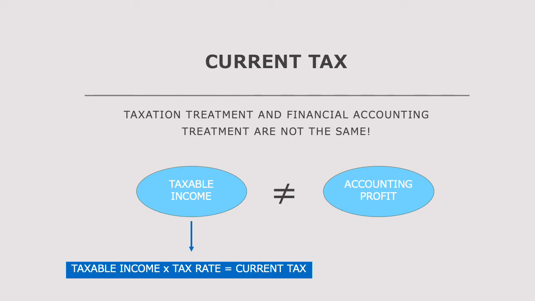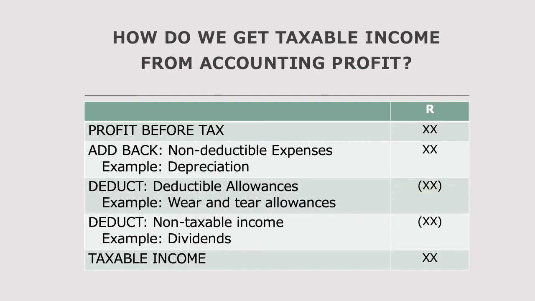And in order to get from accounting profit to taxable income, we are going to need to make some adjustments. And then once we have got taxable income, we can multiply the taxable income by the applicable tax rate, and that will then give us current tax for the specific year of assessment at which we are looking. So we said on the previous slide that taxable income and accounting profit are not the same, but in order to get your current tax, your taxable income needs to be calculated. So how on earth do we get taxable income from our accounting profit?